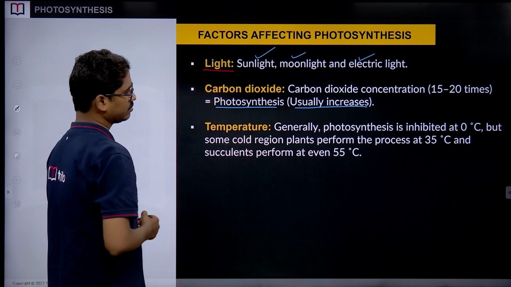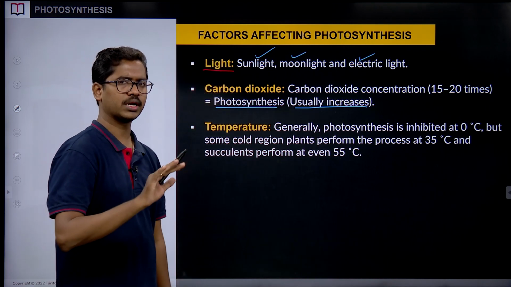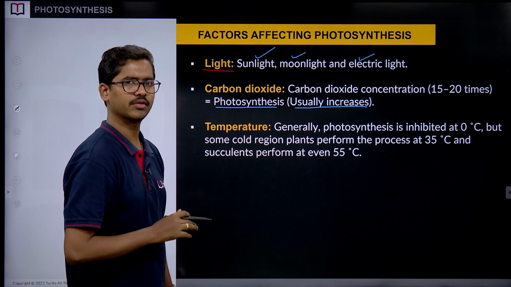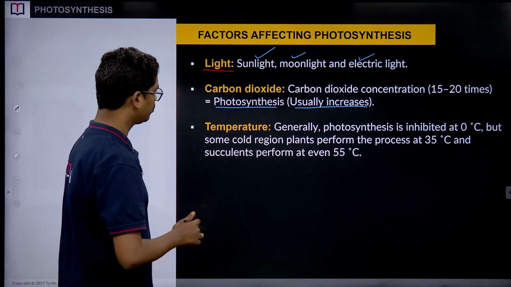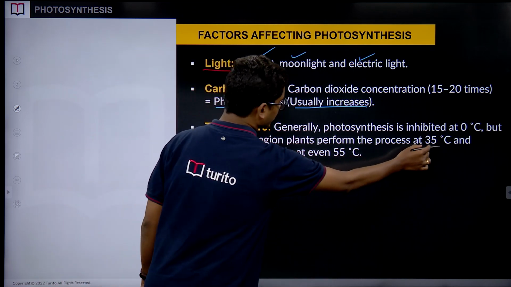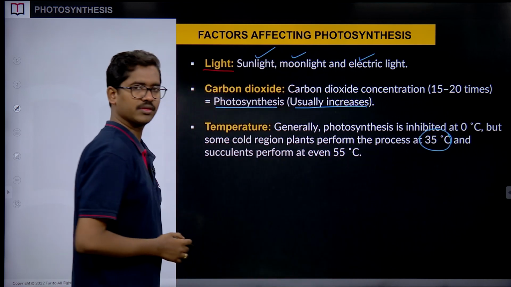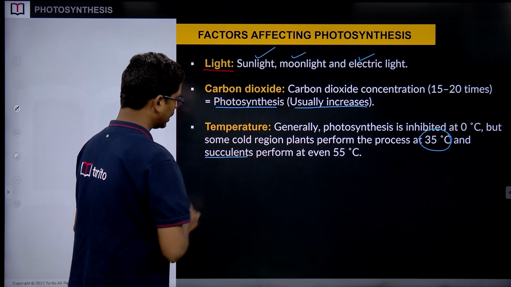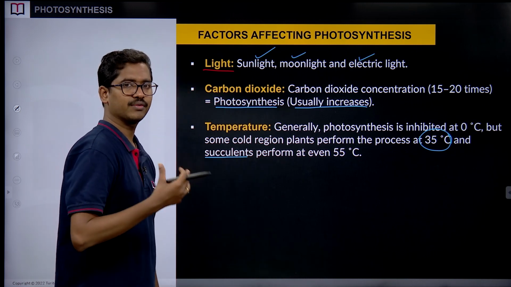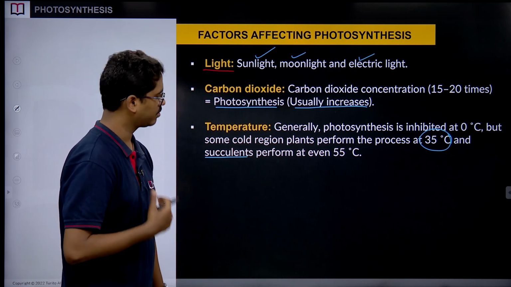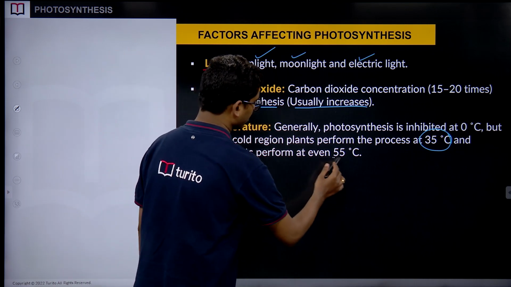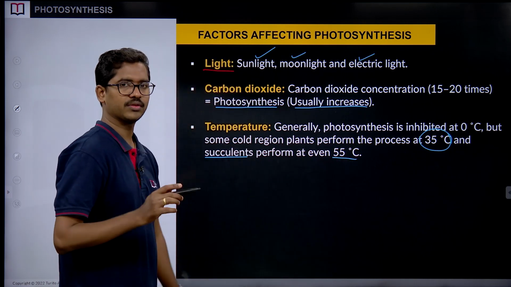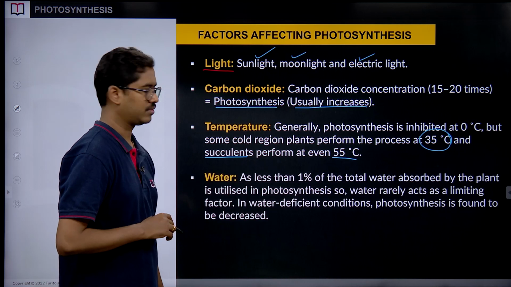Then temperature. Photosynthesis usually does not occur at 0 degree Celsius, but some cold region plants perform photosynthesis even at 35 degree Celsius, and there are some succulents, thick fleshy leaved plants, that even perform photosynthesis at 55 degree Celsius. So, that is the difference here.